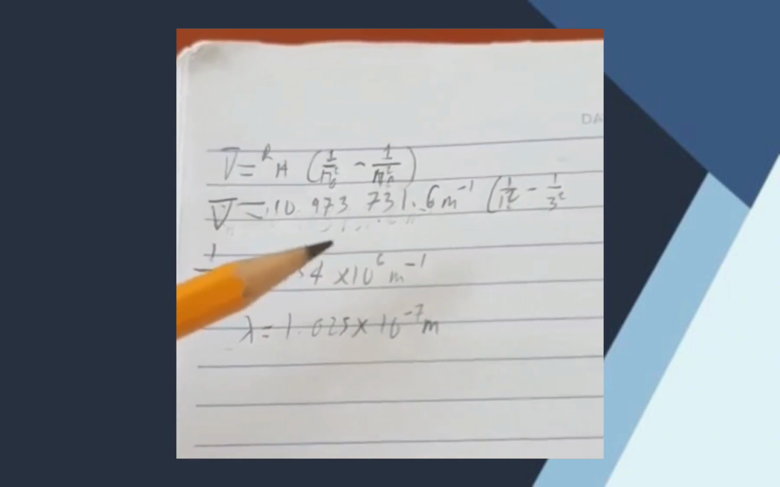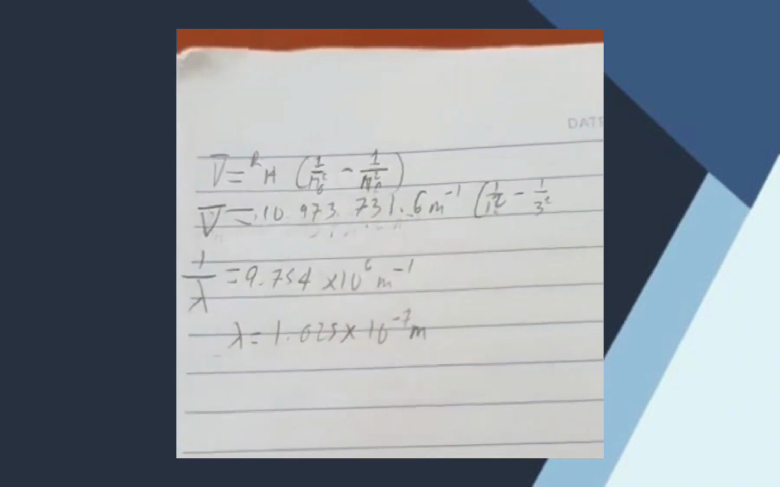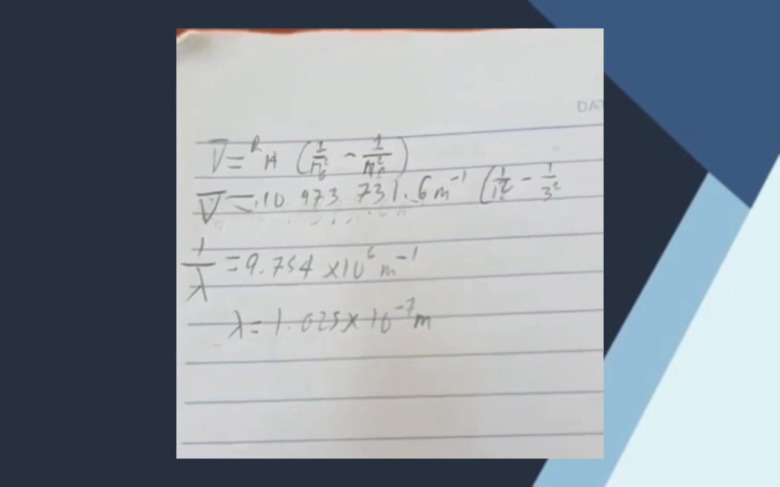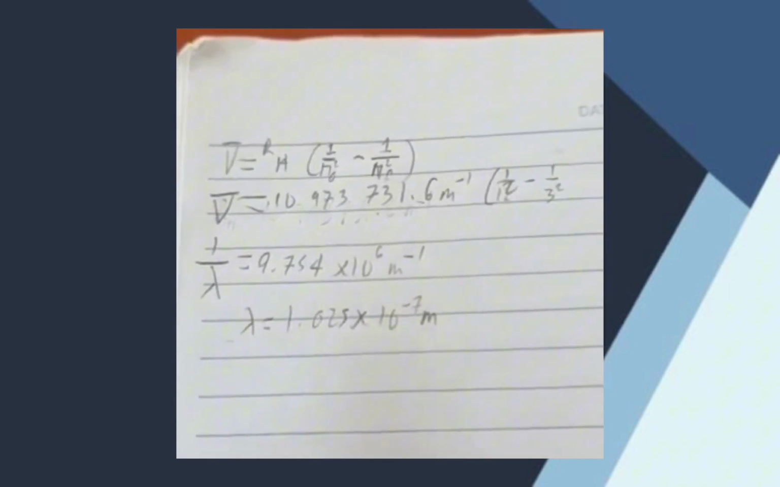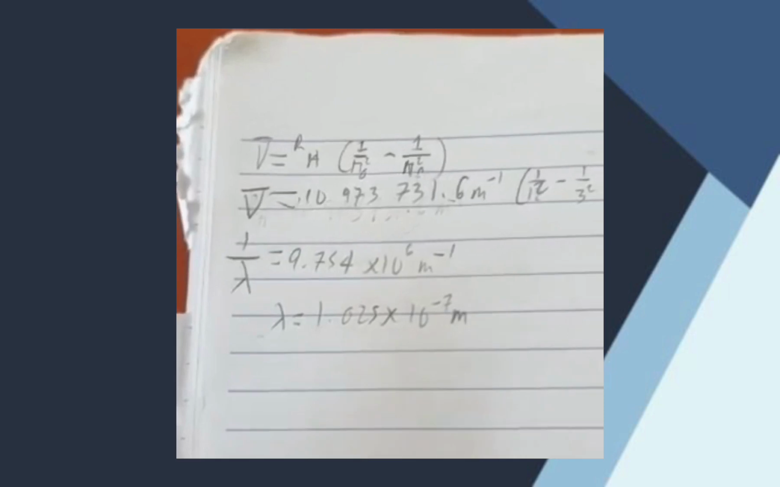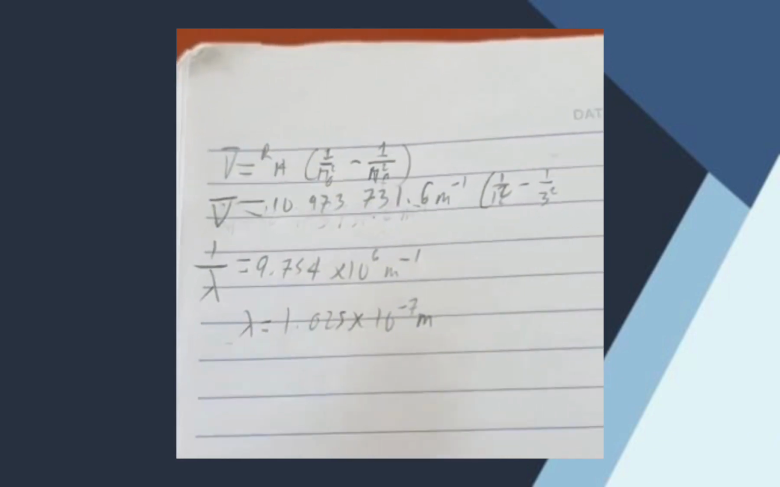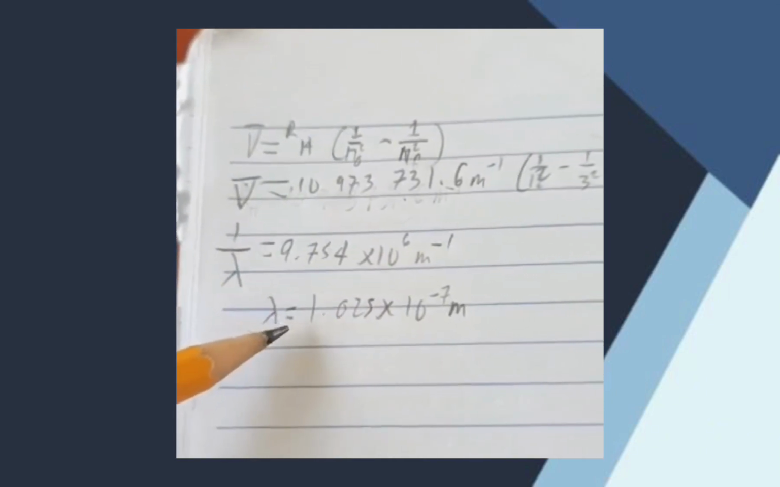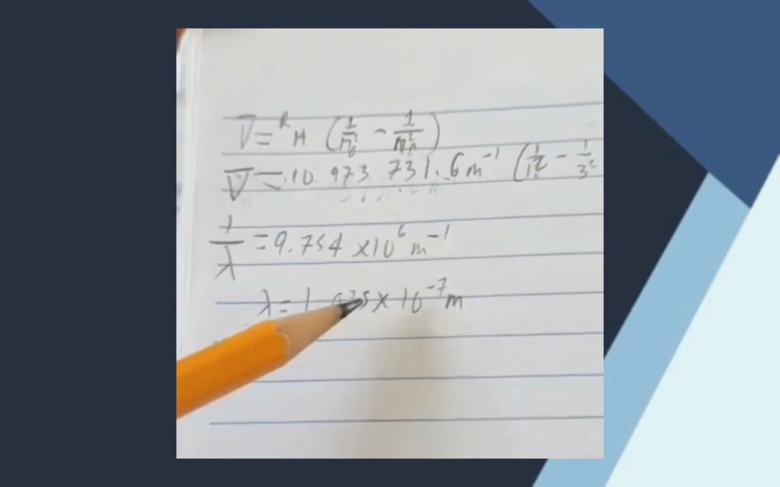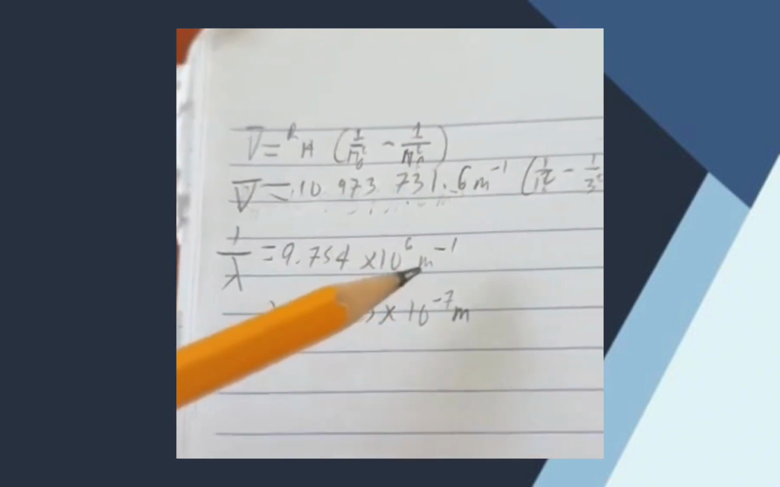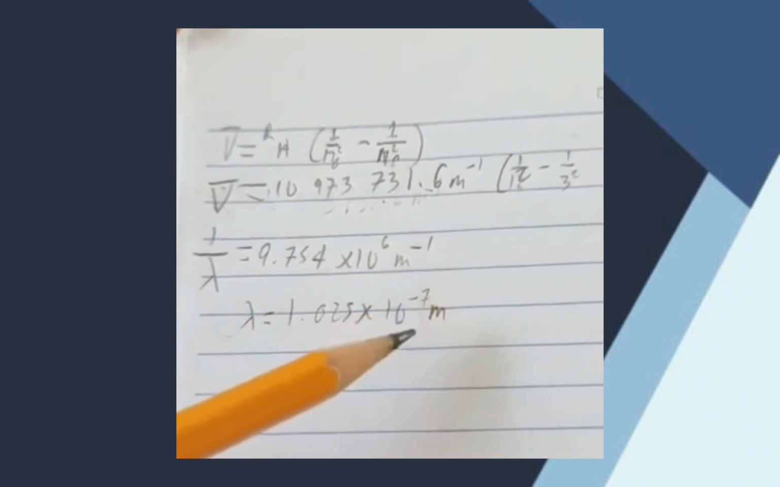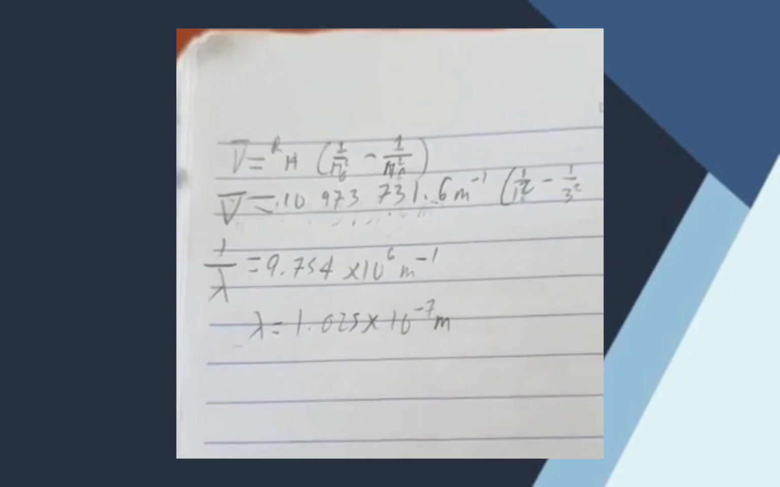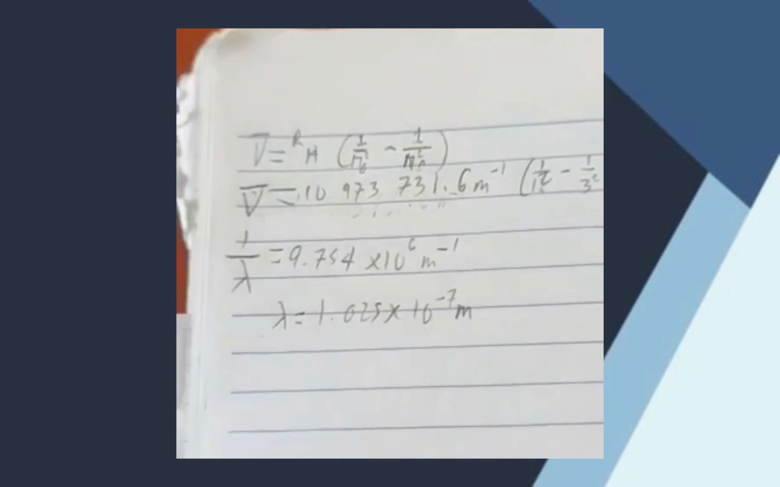We just have to divide it. If we cross multiply, you end up dividing 1 by the answer. Then we get our wavelength, which is 1.0225 times 10 to the power of negative 7 in meters. So that is how you apply the Rydberg equation to performing calculations.